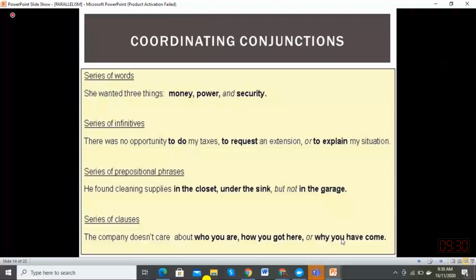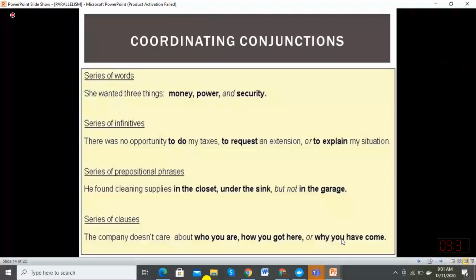For instance, he found cleaning supplies in the closet under the sink, but not in the garage. So here, but not is combining the different pieces of information, prepositional phrases, in a sentence. Series of clauses: The company does not care about who you are, how you get there, or why you have come. So here the coordinating conjunctions are combining different clauses in one sentence. Is that clear? These are the four functions which could be fulfilled by coordinating conjunctions.